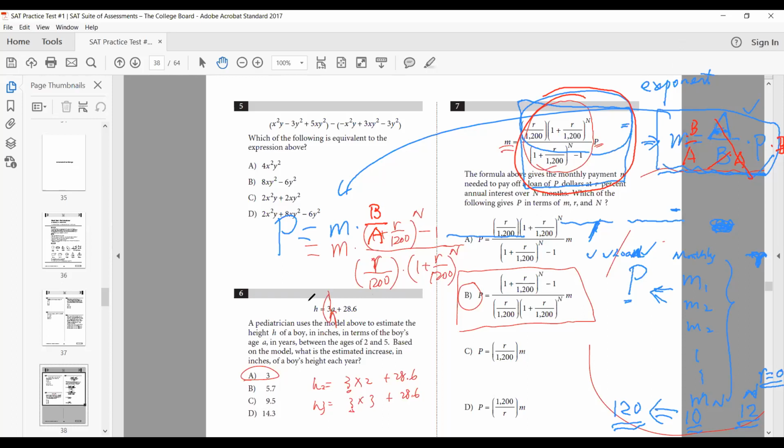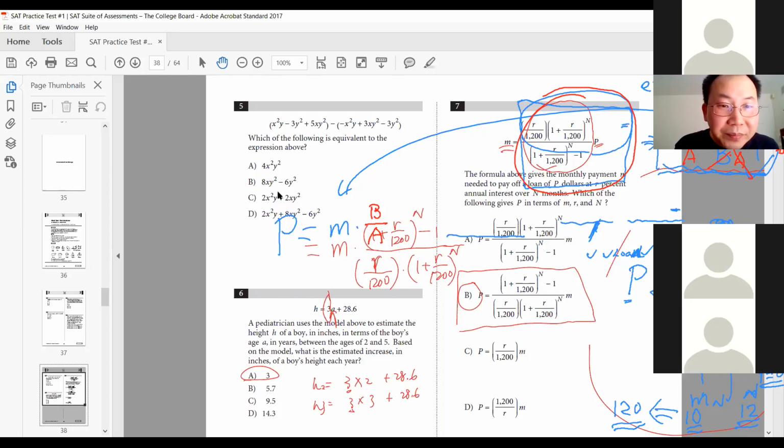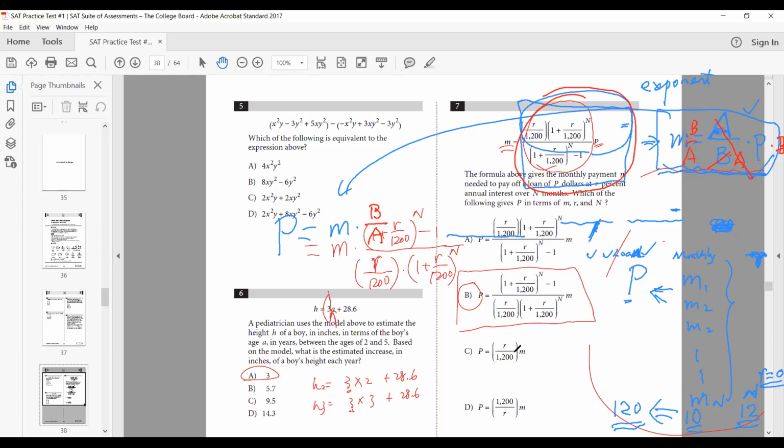Okay. I want to ask, did you guys have a question about this part? About this question, number 7? Wait, so could we simplify this to get what the answer for C is? No. You cannot do that.